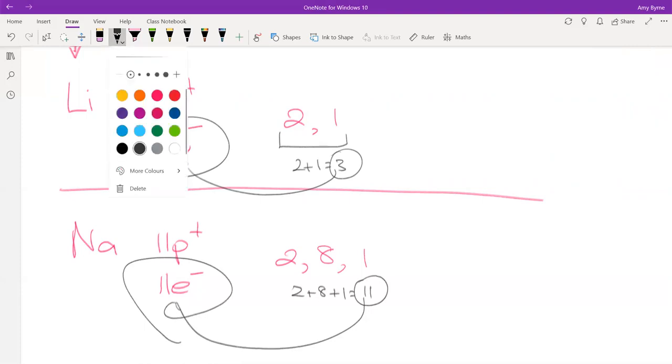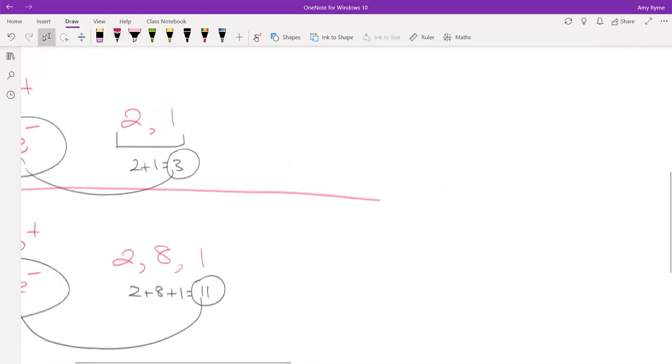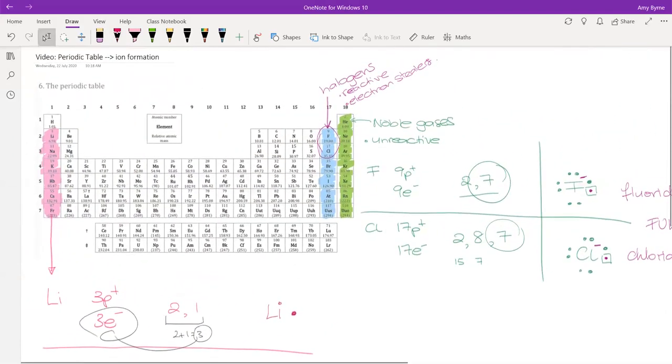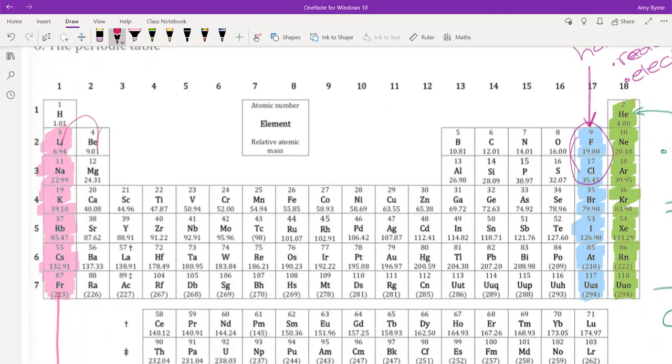Okay, so let's draw that in the dot structure. So we're just looking at that outer shell. So lithium has 1 electron in its outer shell, and so does sodium. So in order to get that full outer shell so it looks like a noble gas, lithium can either gain 1, 2, 3, 4, 5, 6, 7 electrons, or it can lose 1.